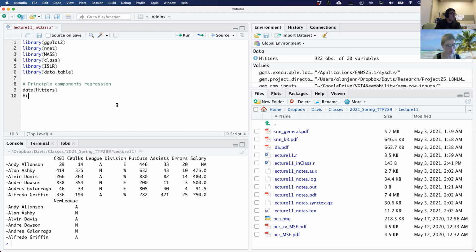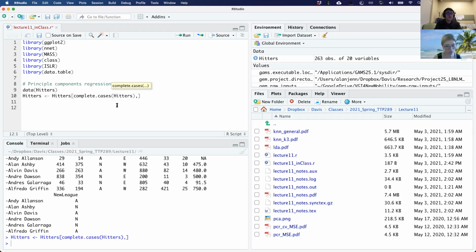And the first thing I'm going to do is get rid of all of the incomplete cases. Anything with NAs, I'll just go ahead and drop. And what we can do is do a principal components regression analysis, PCR fit, which we use with the function pcr.